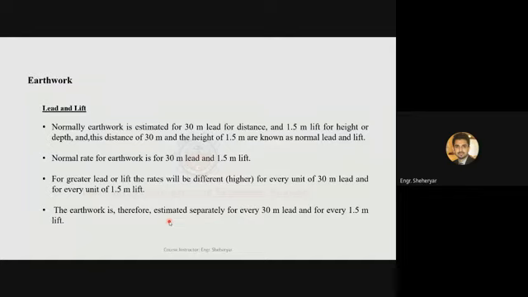Is it clear? Sir, lead and lift are not clear for me. Yes, sir. Okay. What are they? What do you mean by yes? Clear or not? I said lead and lift are not clear. Okay. The slide before this one. Yes.